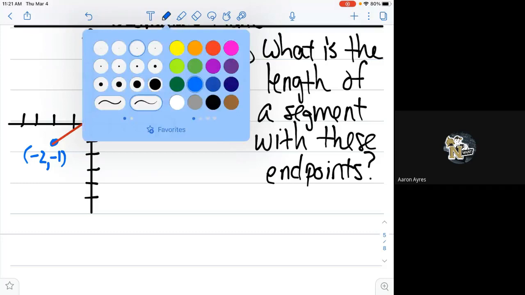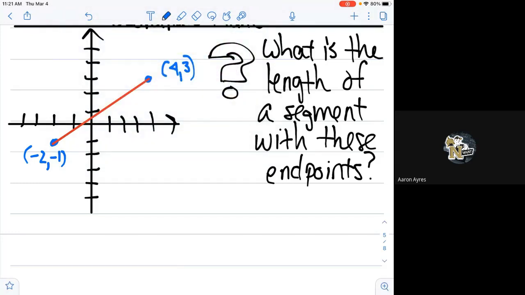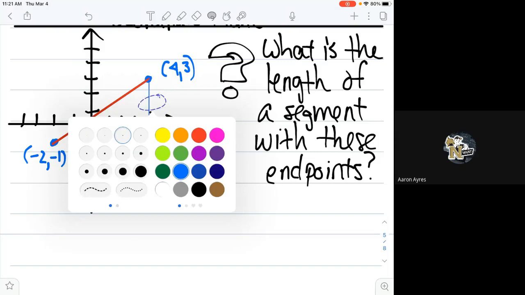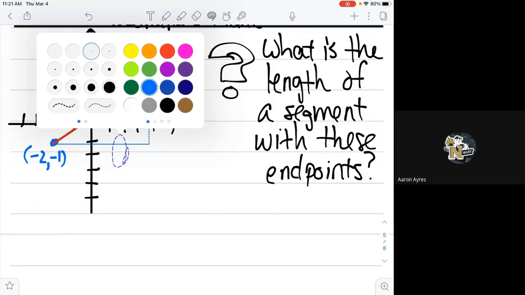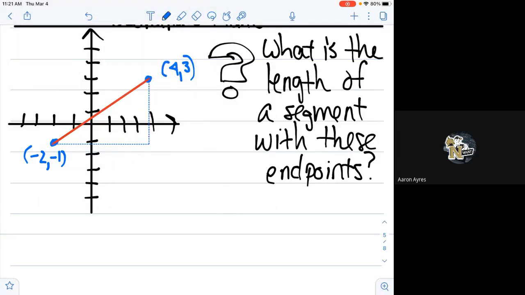Well, it's not yet. But here's what we can do. You can take one of the endpoints and take your vertical side and meet it at the same level as the other ordered pair. That's what you did. And I'm going to make this a dashed line. And then you can go across like so. Make this a dashed line, and voila, you do have a right triangle.